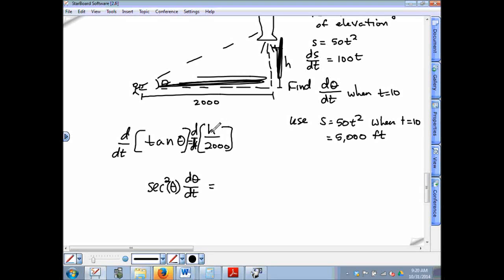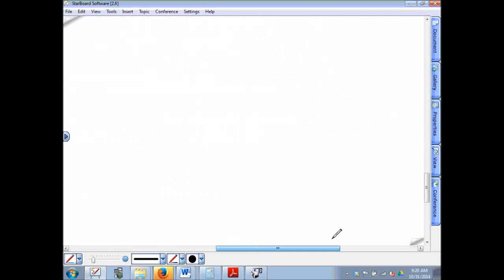What's the derivative of this? H over 2,000. Let me write this a little bit differently. Let me move this over here. Do you guys agree with this? Yes. Yeah. So then what's the derivative of that?